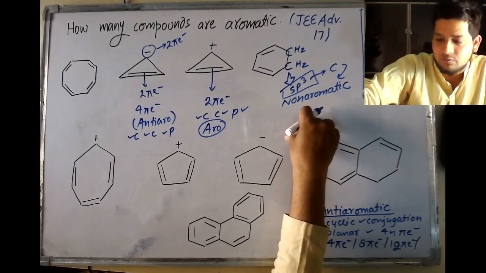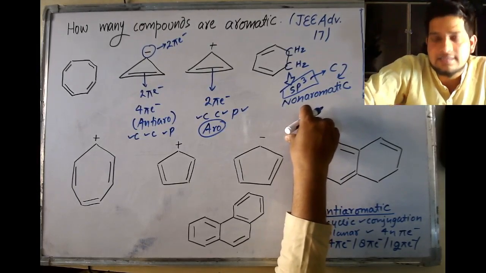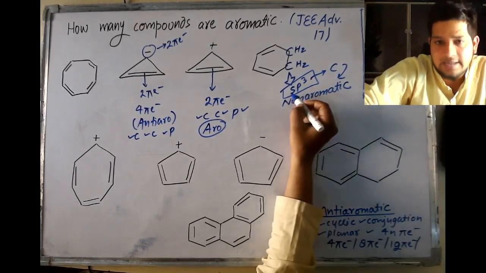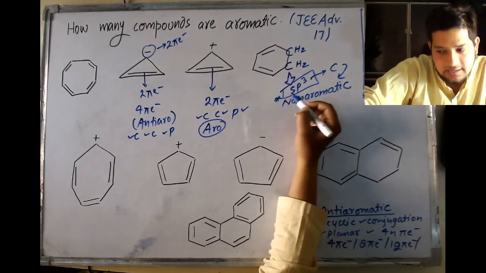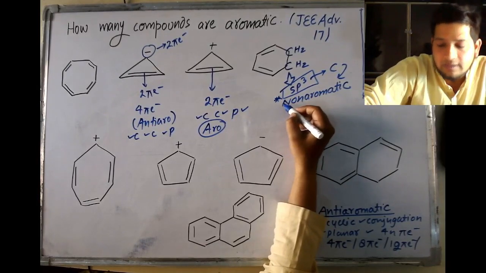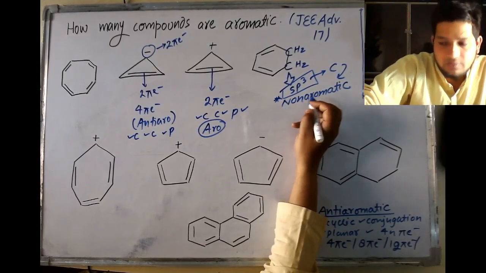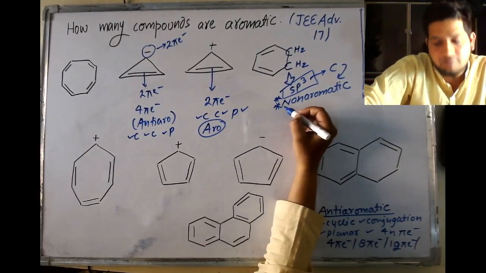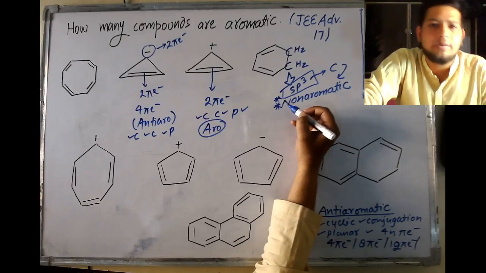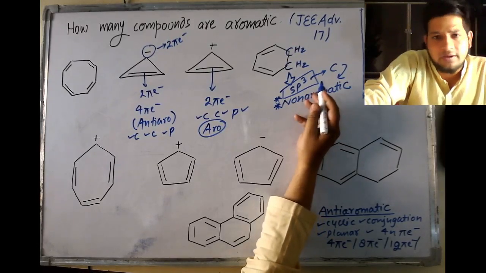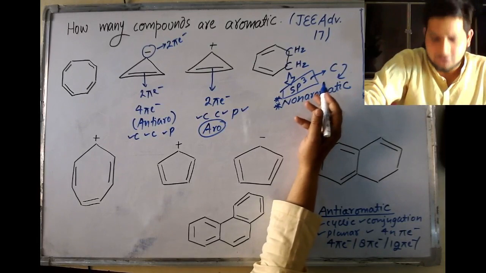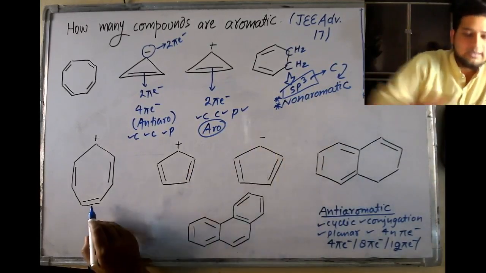If there is a single carbon that is sp3 in nature, my friends, then the complete ring will be considered non-aromatic, irrespective of the pi electrons. It doesn't matter how many pi electrons it has. sp3, non-aromatic. End of discussion. Now let's move forward. Look at this molecule.